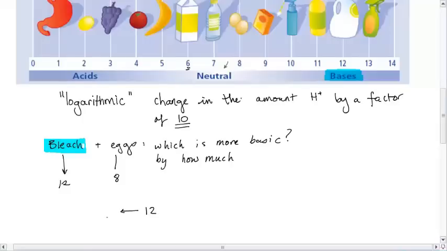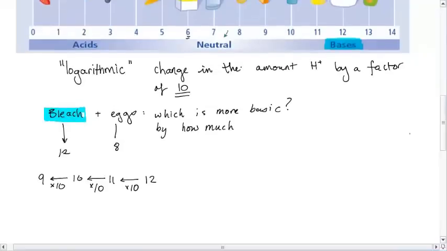12 down to 11 is 10 times more basic. If I went down to 10, that would be times 10 again is 100. Down to 9 means times 10 again is 1,000. And then finally down to 8, times 10, that's 10,000. So 10 times 10 times 10 times 10 equals 10,000. And I have to do 10 times 10 4 times, because 12 minus 8 equals 4.